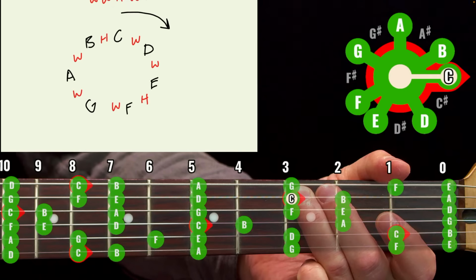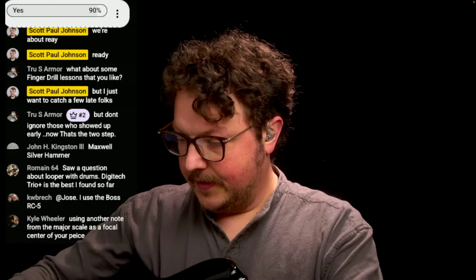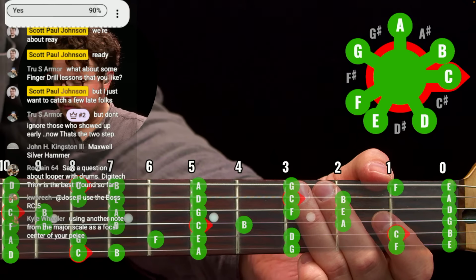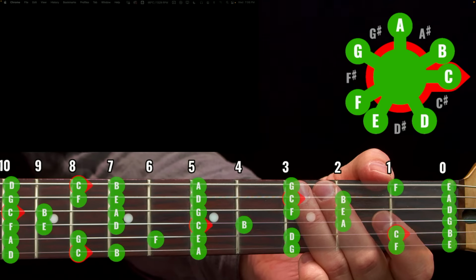By the way, I asked for definitions earlier. What did I get? Kyle Wheeler says, using another note from the major scale as a focal center of your piece. Yeah, that's a fine way to look at it. So, let's turn that off. Let's get this back up here.